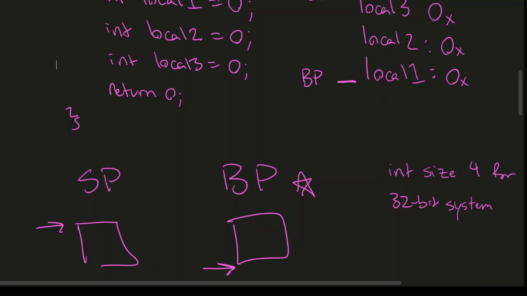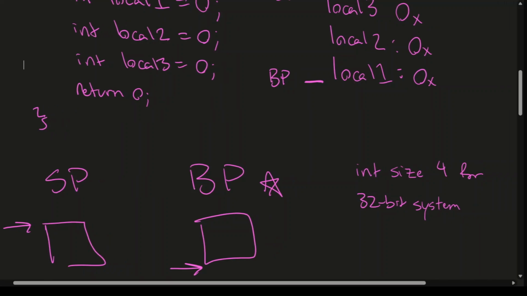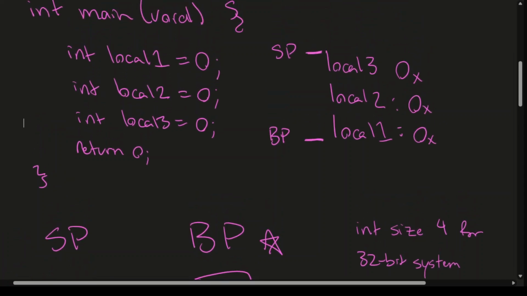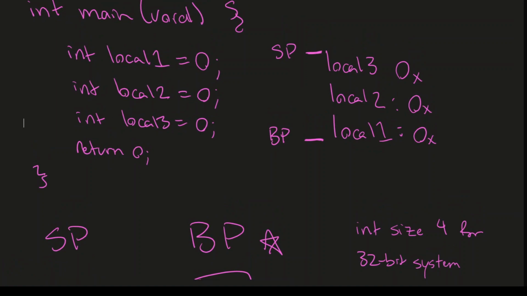Base pointers and stack pointers are very useful in finding out the size of what the stack will be, as the base always points to the bottom, and the stack pointer also grows as the stack grows. Now, for this simple example, we will be using int size 4 for a 32-bit system. So, at the very bottom of the stack, we will go one by one. As the function is called, it will allocate local 1, local 2, and then local 3. And so, from the base pointer, we'll have 0x0, 0x4, and 0x8.